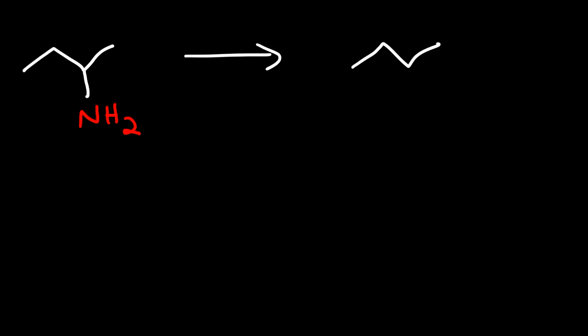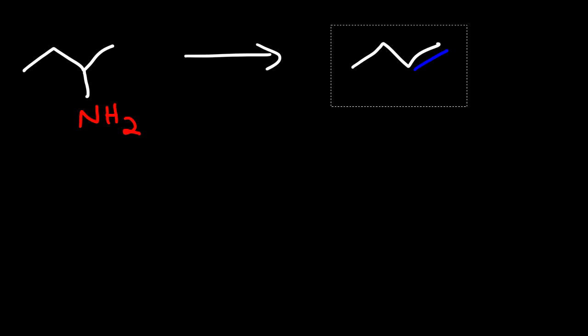Now the next reaction that we're going to go over is something called the Hofmann elimination reaction. And so the overall process of this reaction is that it converts an amine into an alkene. So it helps us to get rid of the NH2 group that's on a carbon chain or on a ring.